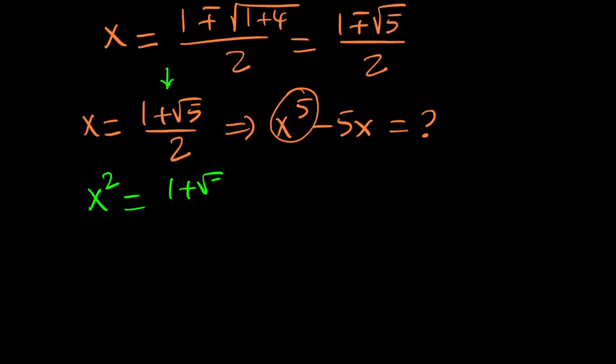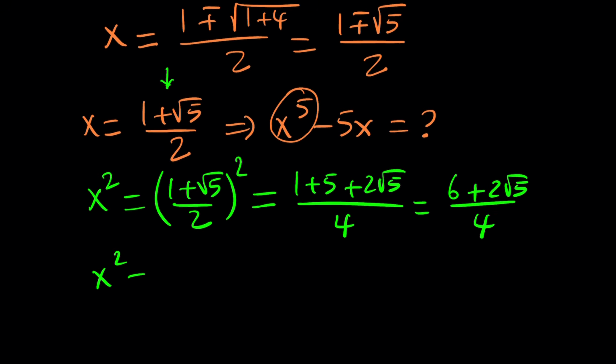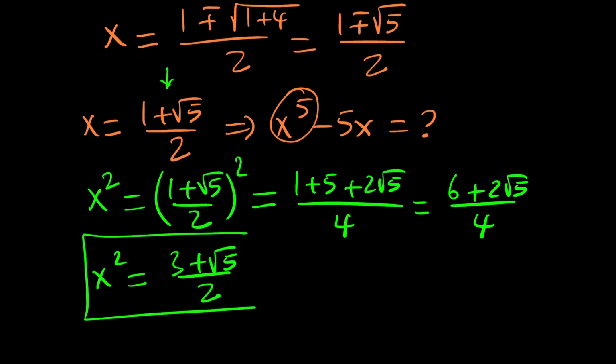both sides to the 2nd power, and when you take the right-hand side, you're going to get a squared plus b squared plus 2ab. Remember the formula: 1 plus 5 plus 2 root 5 divided by 4. This is 6 plus 2 root 5 divided by 4. And from here, x squared equals 3 plus root 5 divided by 2. Awesome. So this is x squared.